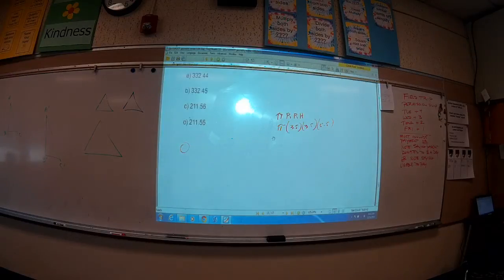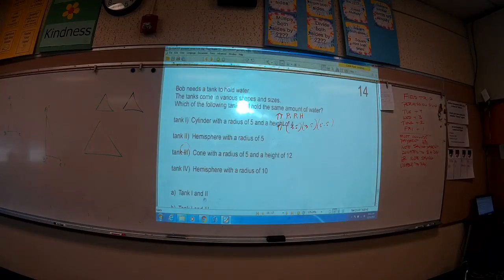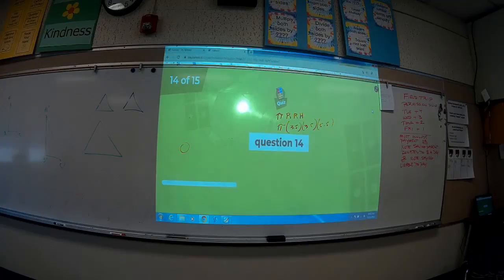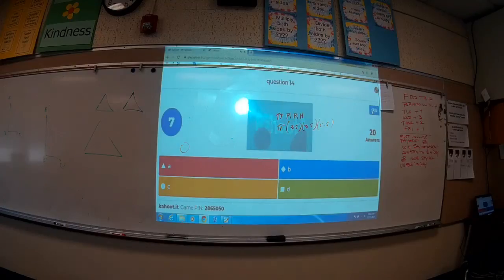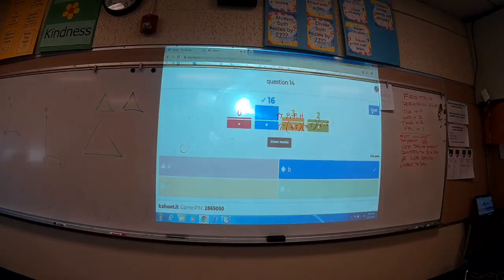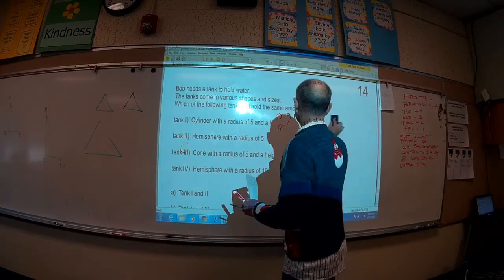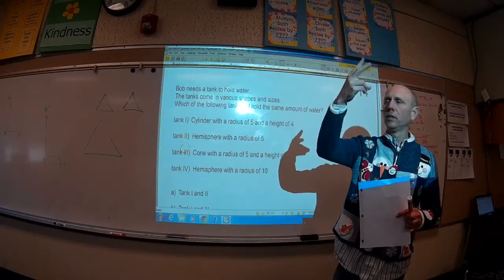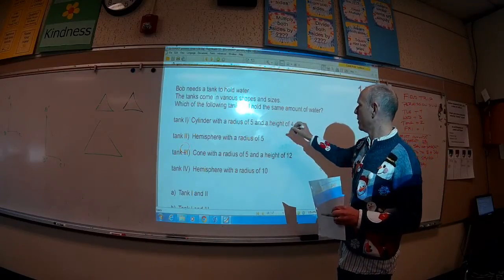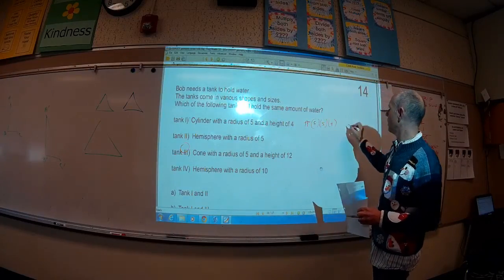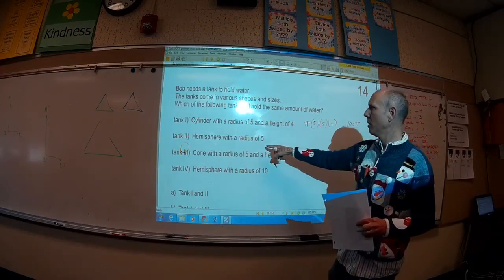14. Cylinder with a radius of 5. So this is pi times 5, 5, 4. So that's 20. This is 100 pi.